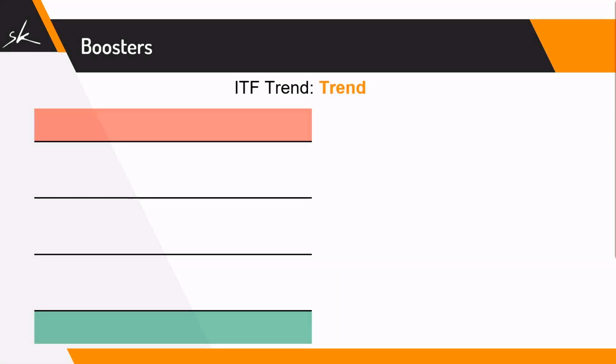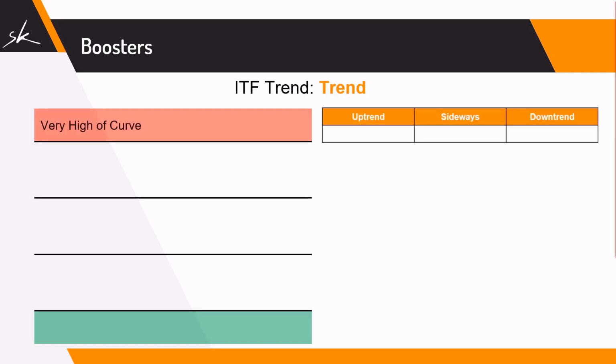The next booster is trend. When we are very high off the curve, which means expensive price, we should be interested in short trades. Since this is a location where trend can change, in an uptrend, we can plan a short trade with a booster score of 1. In sideways trend, we can plan a short trade with a booster score of 1. And in a downtrend, we can plan a short trade with a booster score of 1.